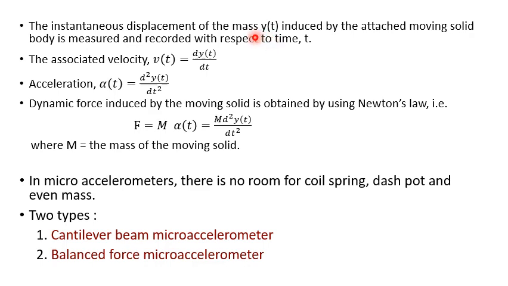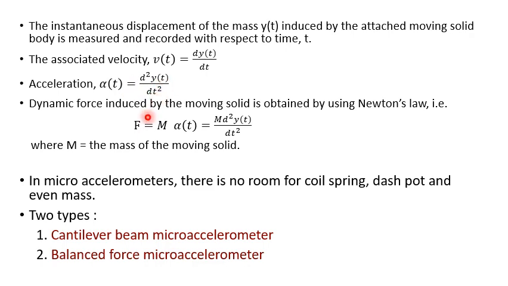Now, since the proof mass is attached to the moving object, you can measure and record the instantaneous displacement of the mass y of t with respect to time. Once you get the displacement y of t, the velocity associated with it is found by taking the derivative of the displacement with respect to time. So v of t is equal to dy of t by dt. From the velocity you can find the acceleration by taking the derivative of the velocity with respect to time. That is, acceleration alpha of t is the second derivative of the displacement with respect to time. So alpha of t is d square y of t by dt square.